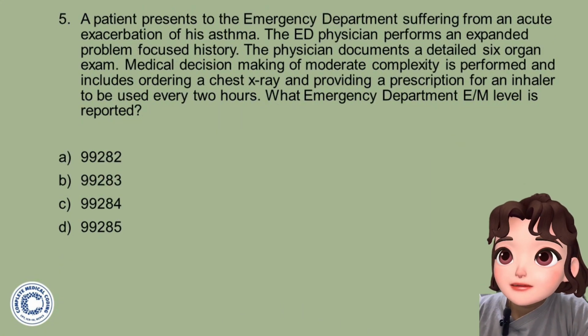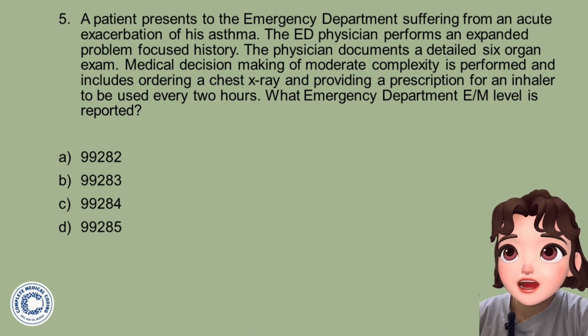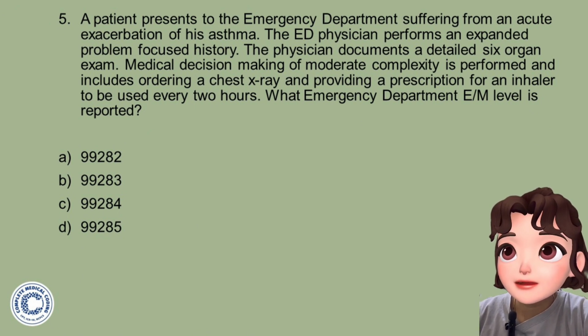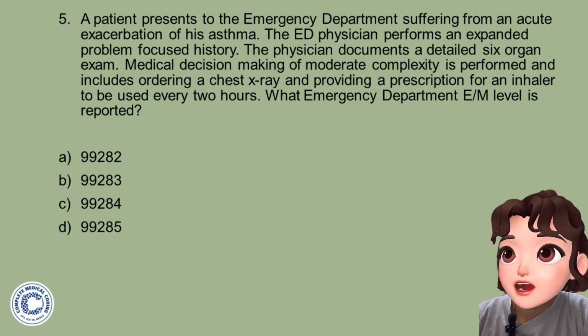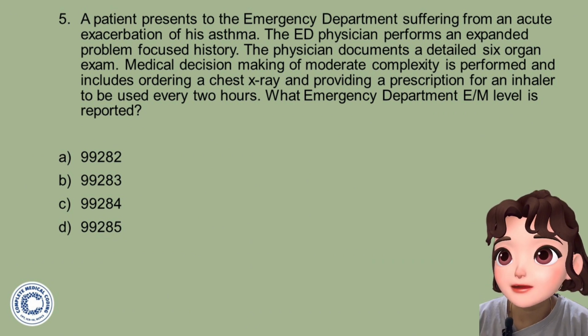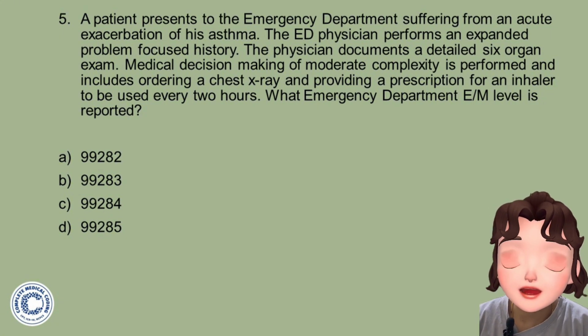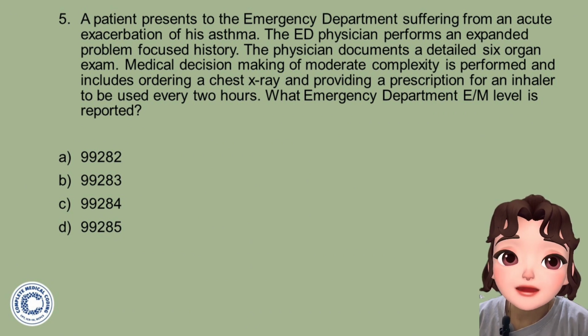Let's move to the 5th question. A patient presents to the emergency department suffering from an acute exacerbation of his asthma. The emergency department physician performs an expanded problem-focused history. The physician documents a detailed 6-organ exam. Medical decision making of moderate complexity is performed and includes ordering a chest X-ray and providing a prescription for an inhaler to be used every 2 hours. What emergency department E&M code level is reported?